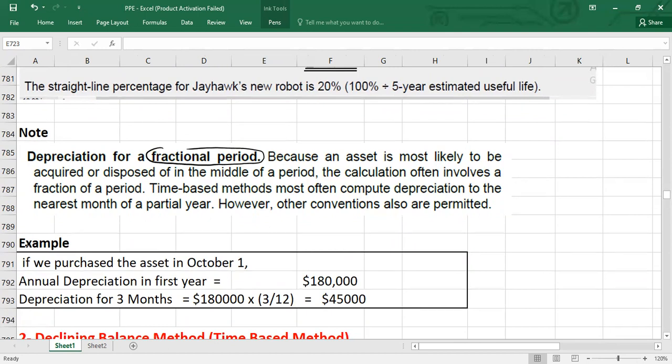For example, let's have a look at how you will calculate the depreciation and apply the time fraction. If we purchased the asset on October 1 and our year end is 31st December, it means from October 1 till 31st December we have used 3 months. So what is the annual depreciation in the first year? Let's assume it is 140,000.